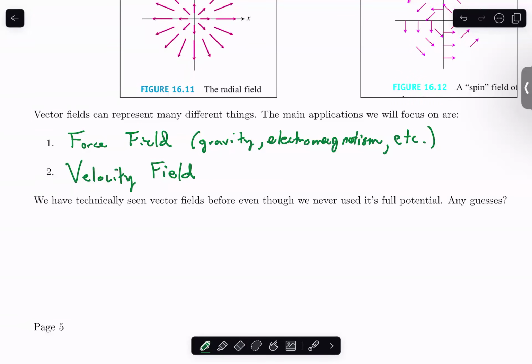So my claim is we've actually seen vector fields once before already, although we never really considered them as full vector fields. We always plugged specific values into those. And so does anyone have a guess of what was the vector field that we've seen already? Got a guess?